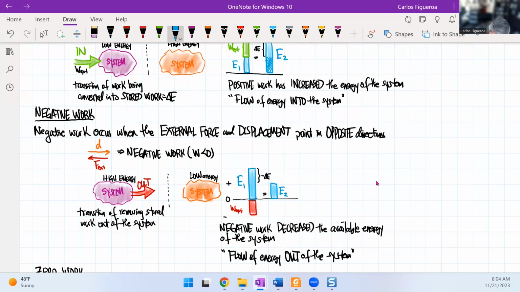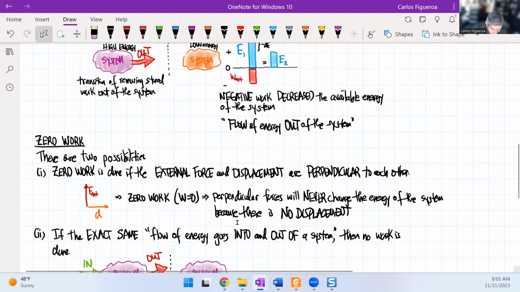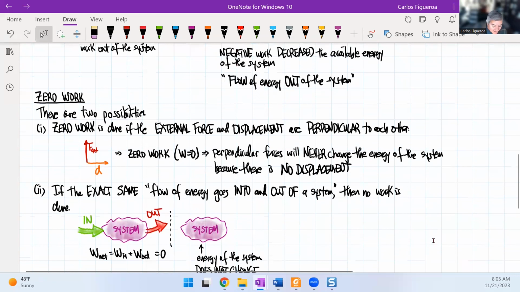So this work causes a negative change in the energy. That's how I go from a high to a low. Now, once again, negative work decreased the available energy of the system. There's a flow of energy out of the system. And the one that, believe it or not, is probably the most important to conservation of energy is zero work.